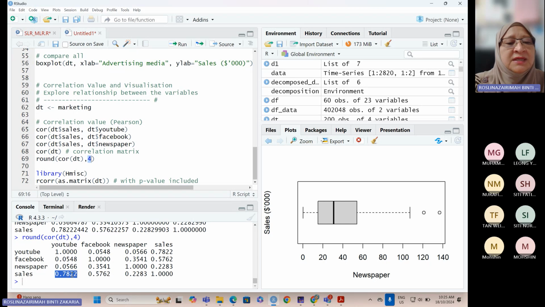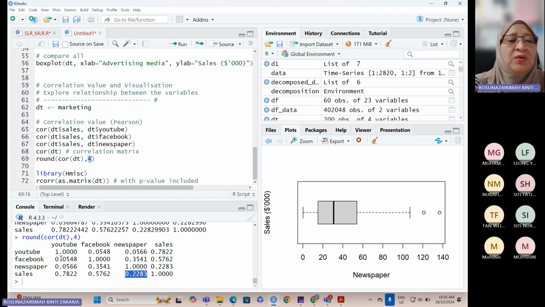So between sales and Facebook, it is less strong than YouTube, but we call it a moderate relationship. Sales and newspaper, it's closer to 0. This one is weak, or almost no correlation. So that is how we look at it.